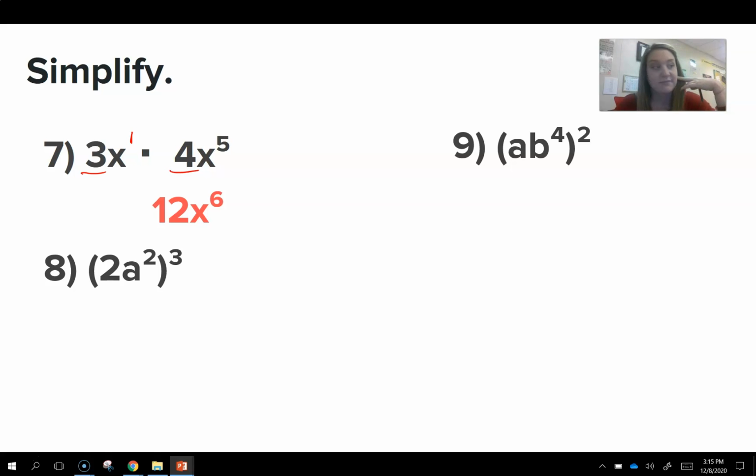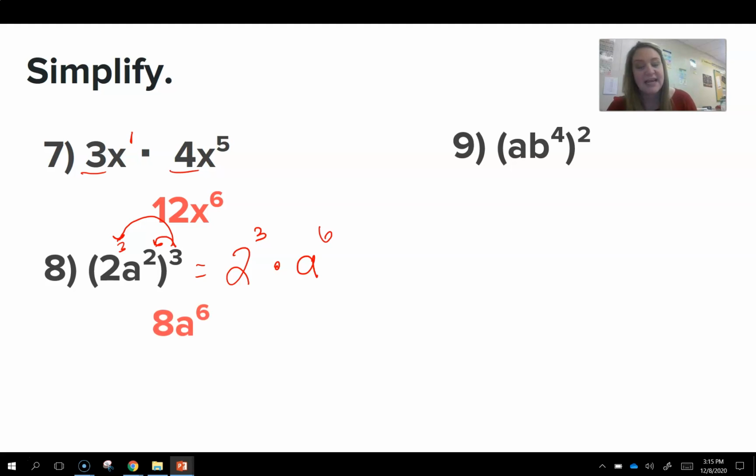All right, number 8. Okay, I have parentheses involved, and then it's all being raised to the same power so that I can distribute that exponent. So that's the same thing as saying 2 to the power of 3 times a to the power of 3 times 2. So that's also the same thing as saying a to the 6, because power to a power we get to multiply. So this is going to simplify to be 8a to the power of 6.